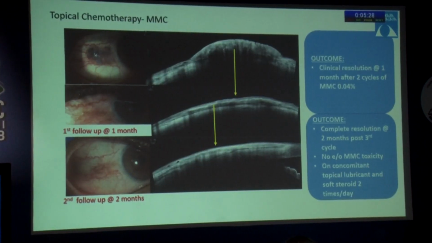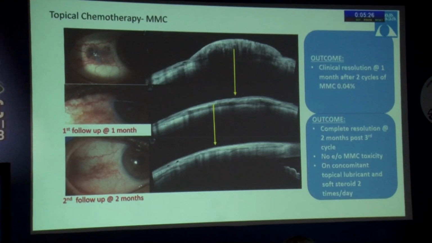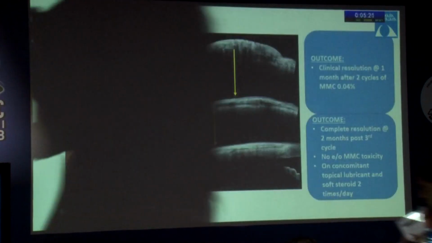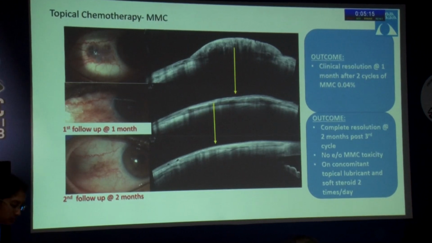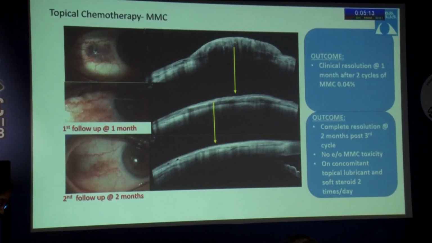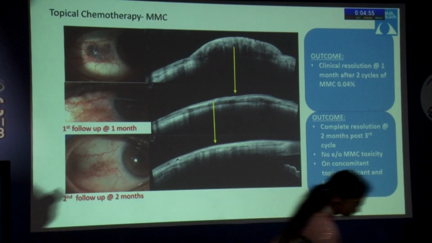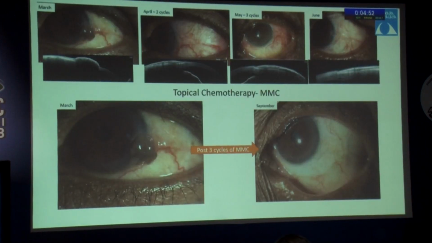Okay, so this is a patient of pigmented OSSN diagnosed clinically and on ASOCT, showing typical features on ASOCT, for whom we initiated therapy with mitomycin C 0.04%. After 2 cycles, there was complete clinical resolution, and for the subclinical residual cells, we continued with 1 more cycle. And what you can see is a complete resolution of the lesion both on ASOCT as well as clinically. So topical therapy definitely helps in the resolution of these lesions which are not involving the deeper layers.